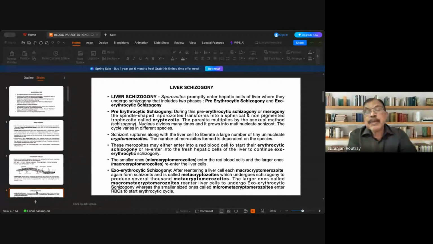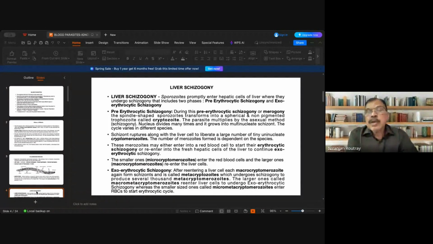metacryptomerozoite. Sorry, these are called metacryptozoites, because in the first cycle of the liver it is called cryptozoite. Again, if it is repeated, it is called metacryptozoite, because the metacryptomerozoites have resulted in the formation of metacryptozoites. They undergo schizogony in the same manner and produce a larger number of daughter nuclei or daughter cells within the same metacryptozoites, thousands of them, and these daughter cells are known simply as metacryptomerozoites.